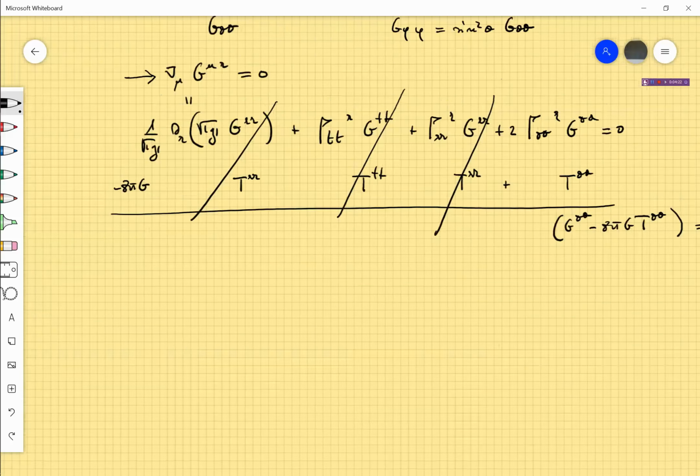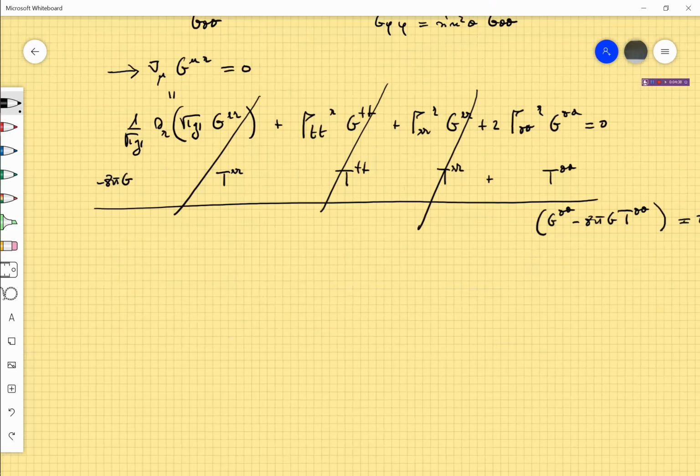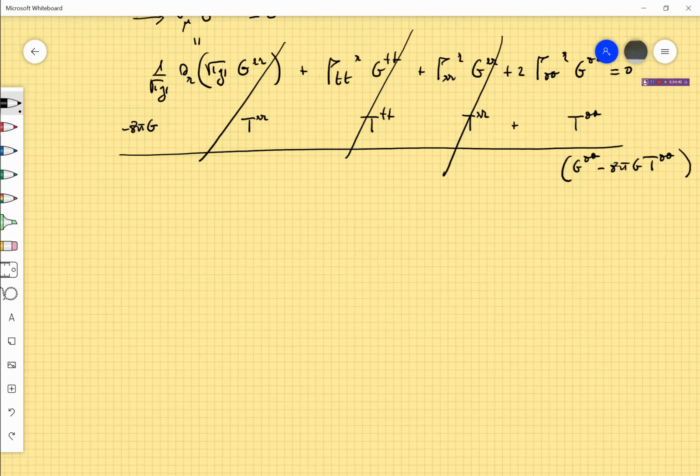So summarizing, we are not going to need g theta theta, which is more complicated. The TT component has already been solved by this trick, if you want, so we just focus on this one. Okay. So let's focus on this one.